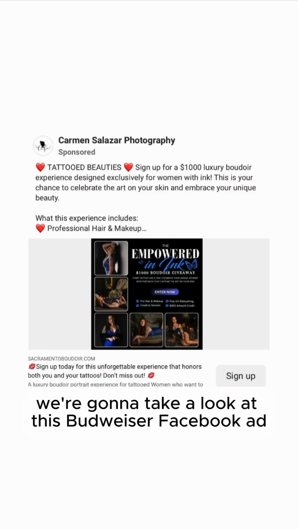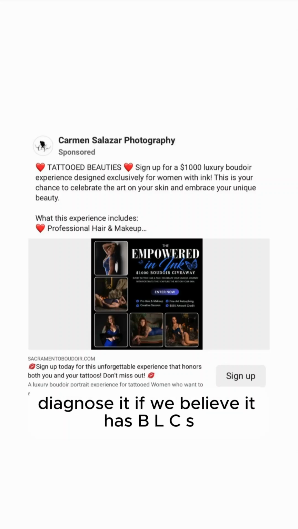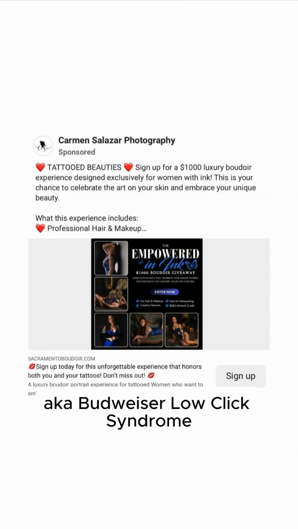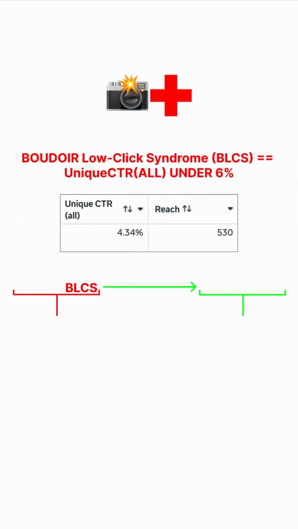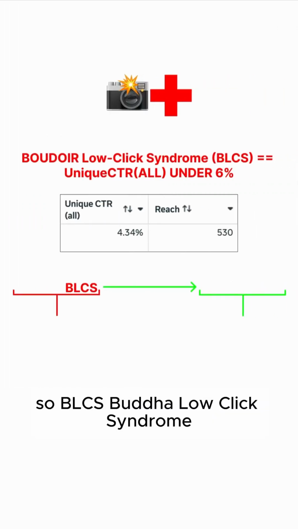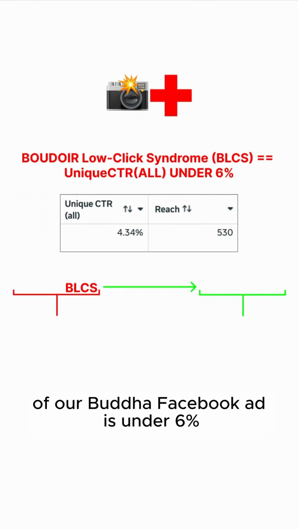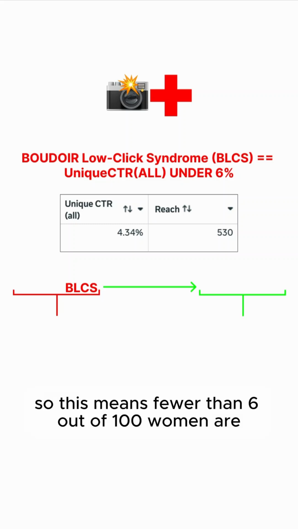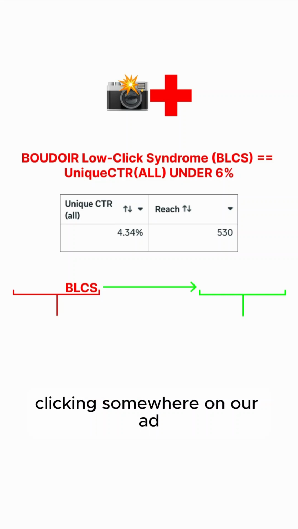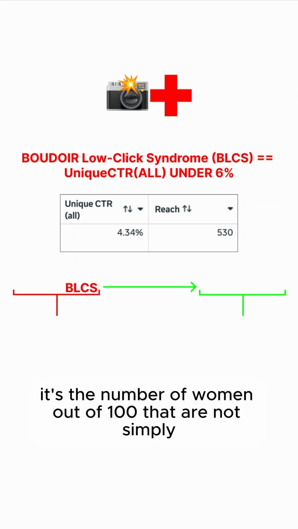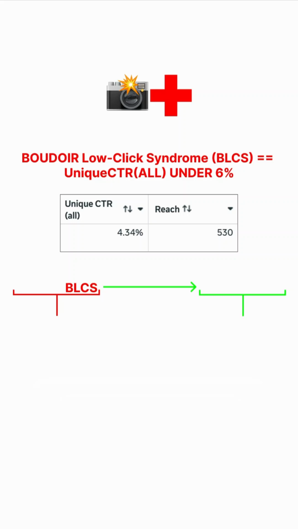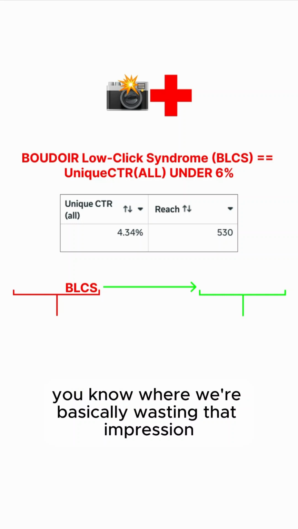All right, y'all, we're going to take a look at this Boudoir Facebook ad, diagnose it if we believe it has BLCS, aka Boudoir low click syndrome. So BLCS is when the unique CTR of our Boudoir Facebook ad is under 6%. This means fewer than 6 out of 100 women are clicking somewhere on our ad, aka it's the number of women out of 100 that are not simply scrolling right on by, where we're basically wasting that impression.